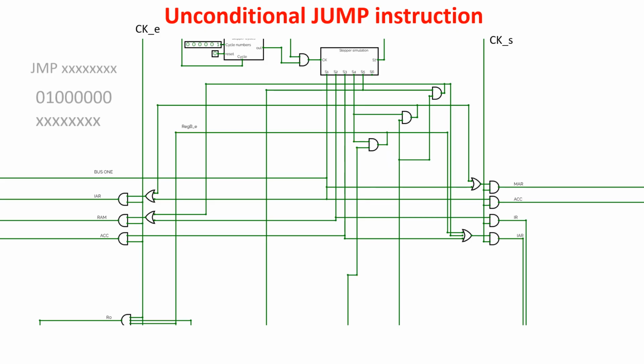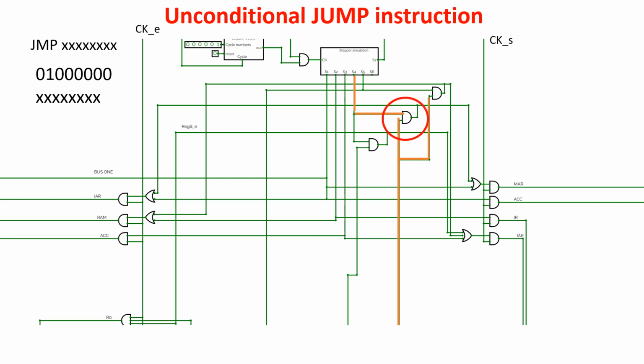When the second unconditional jump instruction is in the instruction register, we have these signals. So when the fourth step arrives, this AND gate is open, giving an enable pulse to IAR and a set pulse to MAR. In this way, we put the address of the next instruction in MAR, and this address is the address of the cell containing the XX address we want to jump to.